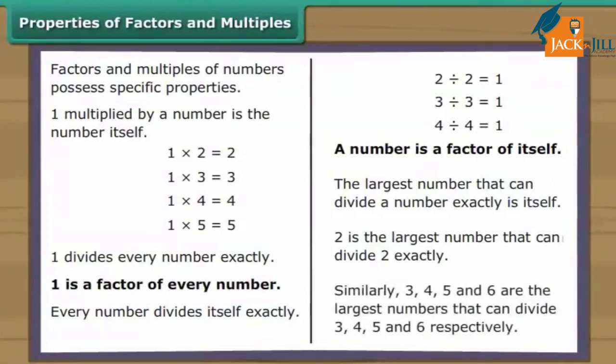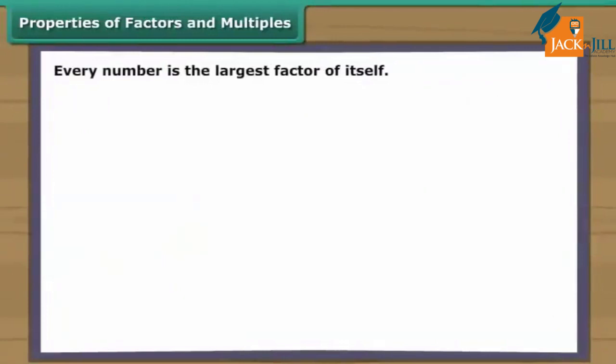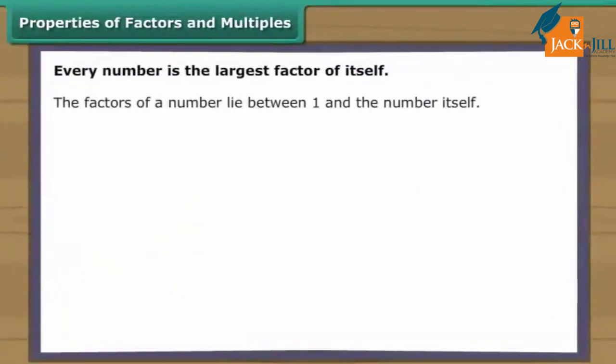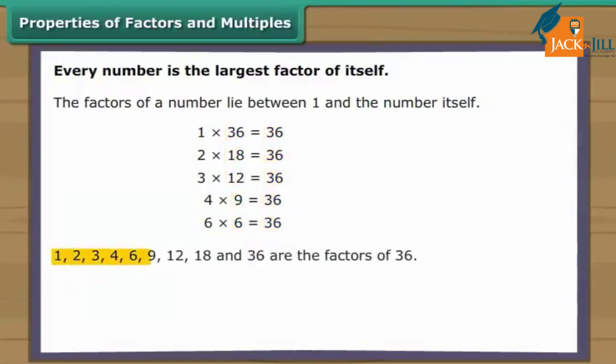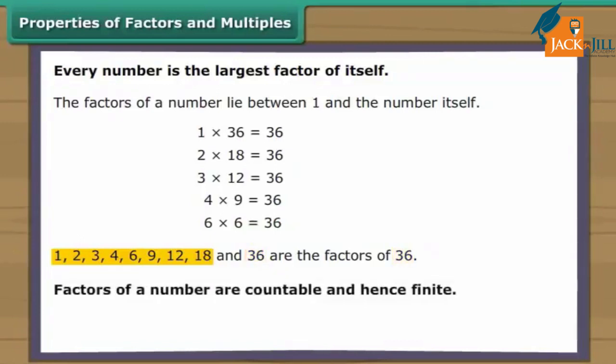Similarly, 3, 4, 5 and 6 are the largest numbers that can divide 3, 4, 5 and 6 respectively. Therefore, every number is the largest factor of itself. The factors of a number lie between 1 and the number itself. For example, let us look at the factors of 36. 1, 2, 3, 4, 6, 9, 12, 18 and 36 are the factors of 36. Therefore, the factors of a number are countable and hence finite.